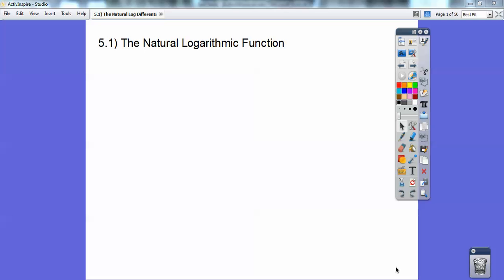Hey folks, in this calculus lesson we're going back to derivatives. We're going to derive the natural log function. So let's go ahead and do a little bit of review of logs, you guys.